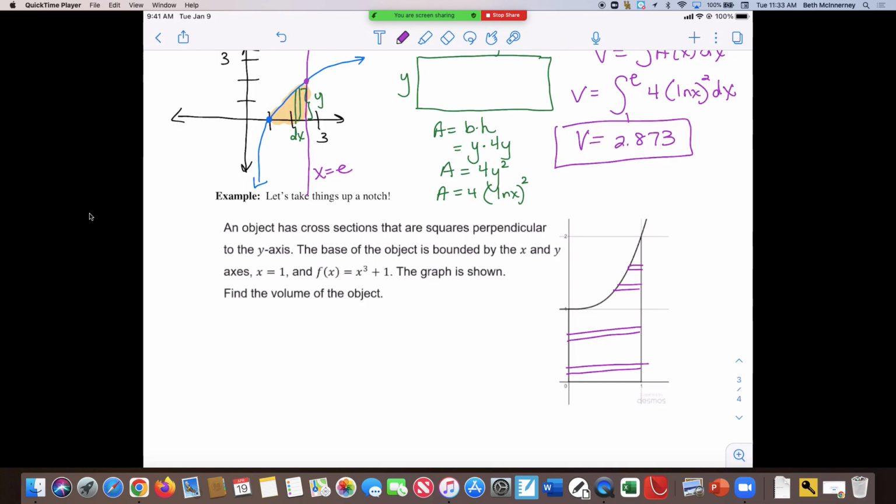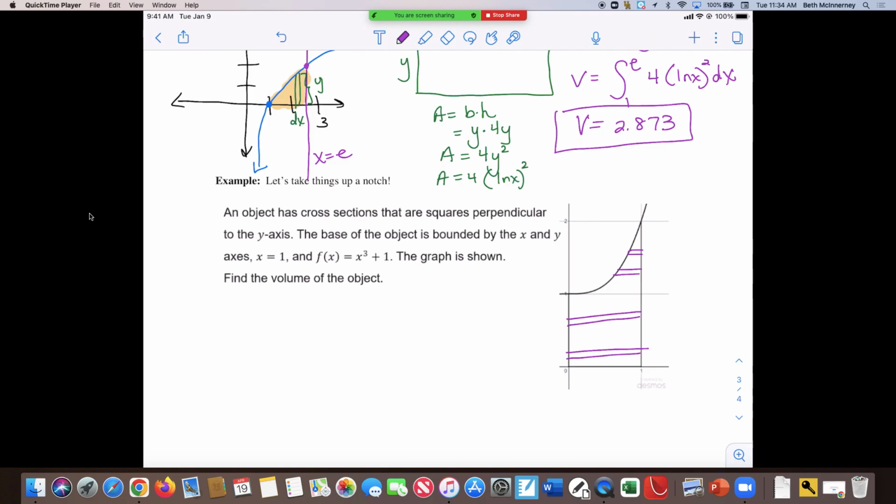The graph is shown. Find the volume of the object. I want you to notice I've done where I had us come up with the sketches, and then I've also given you a sketch. I cannot predict what they're going to do on the AP exam. Sometimes they give you a sketch, and sometimes they don't. So we're doing enough of both types so that you're comfortable.